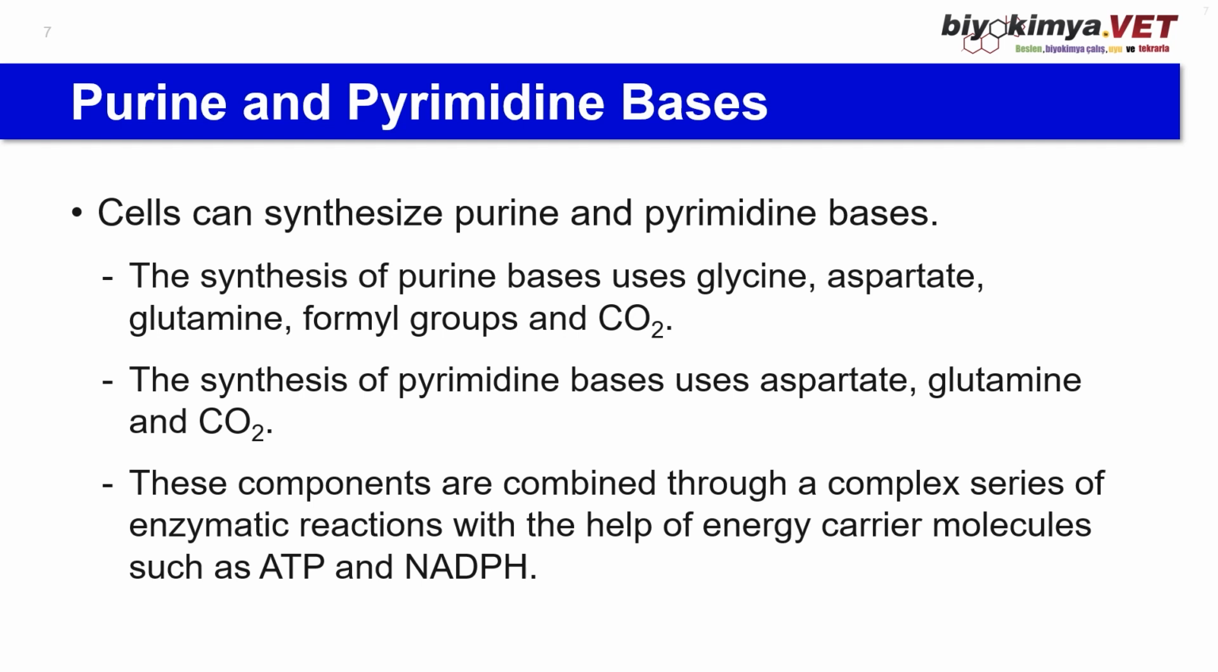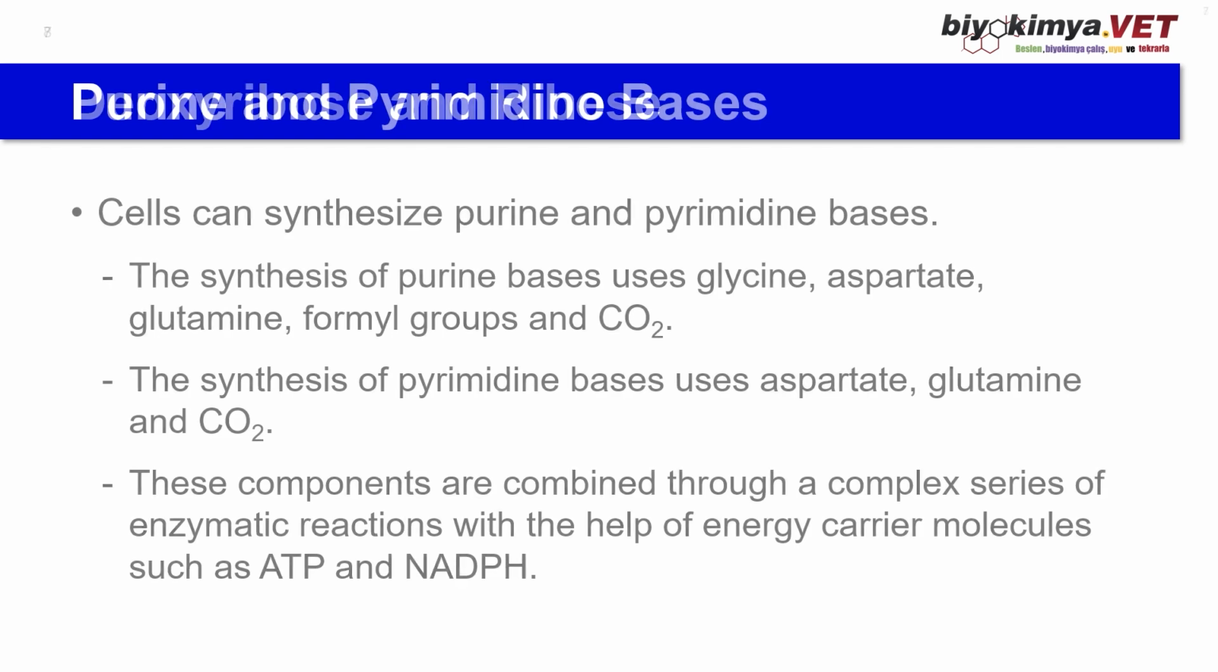And these components are combined through a complex series of enzymatic reactions with the help of energy carrier molecules such as ATP and NADPH. NADPH is nicotinamide adenine dinucleotide phosphate, an electron carrier in the biosynthetic pathway. The purine and pyrimidine synthesis pathways are energy-intensive processes, and cells expend significant amounts of energy on them. Therefore, under certain conditions, cells can save energy by obtaining these bases from nutrients, known as the salvage pathway.